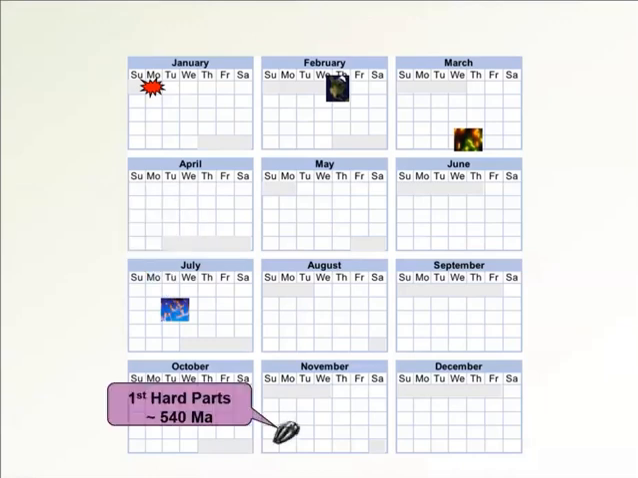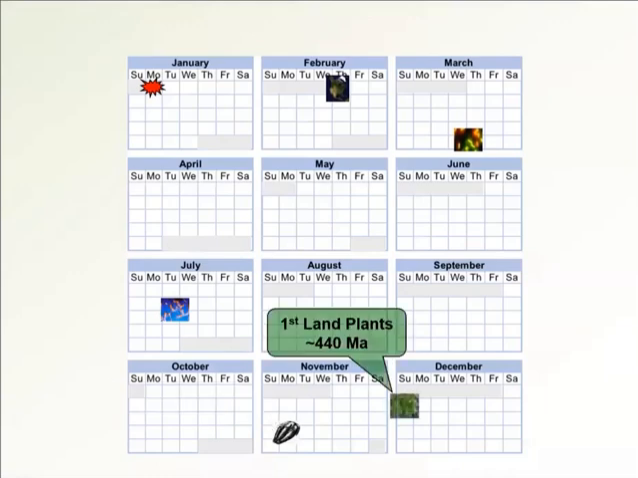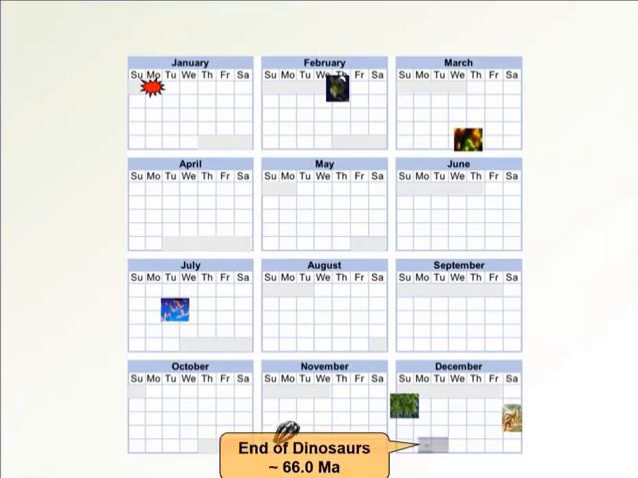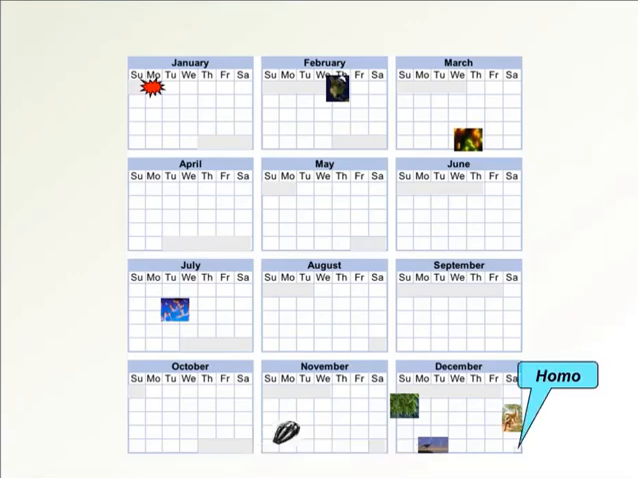Hard parts, when we start to have trilobites and harder fossils, 540 million years ago, that's November. The first land plants occur in December, 440 million years ago. The dinosaurs are towards the end of December, around the second and third week of December. That's 230 million years ago. The end of the dinosaurs is in the last week of December, about 66 million years ago.